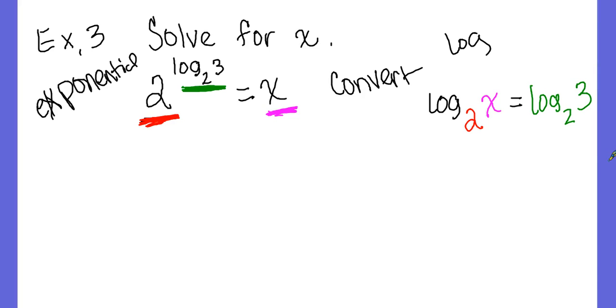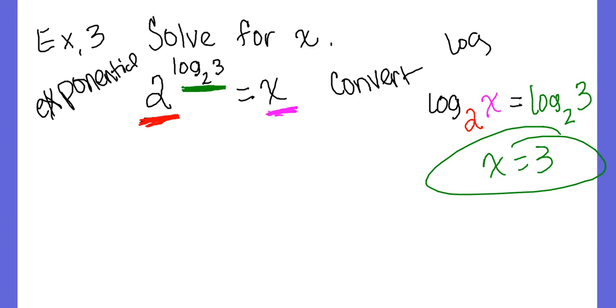What's x? 3. It's staring at you. Log base 2 of x is the same as log base 2 of 3. Therefore, x equals 3. Right here. There they are. So sometimes it's easier to see it when you write it as a log. Most of the time it's easier to see when you write it as an exponential, but sometimes you got to switch things up.